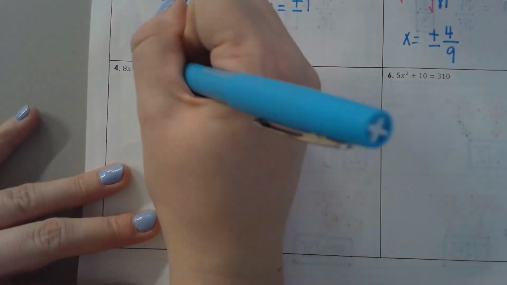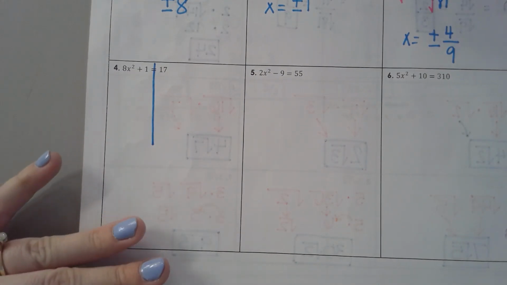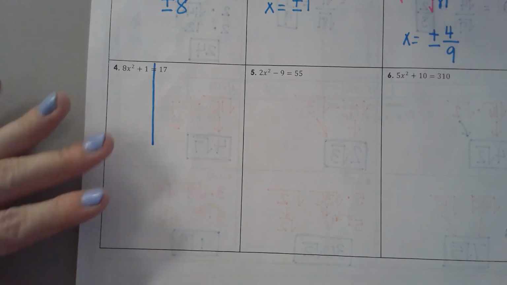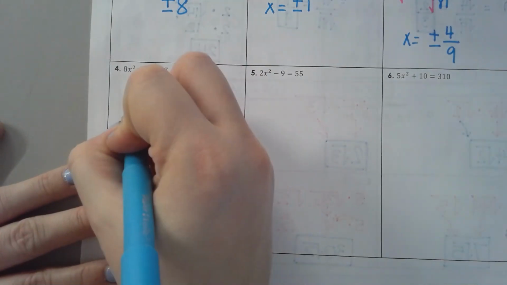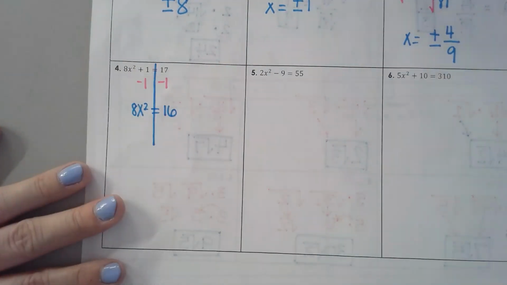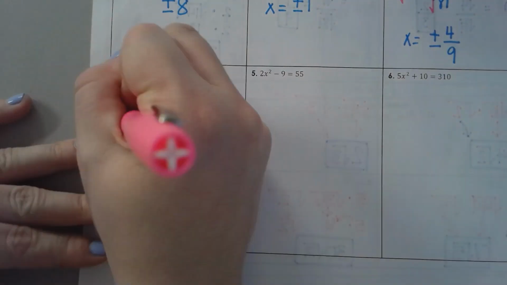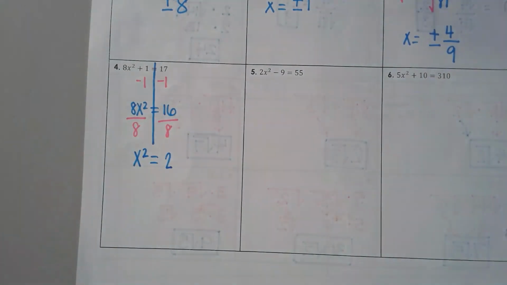Number 4. What's my first step? Subtract 1 from both sides. And I get 8x squared equals 16. Then what? You gotta divide by 8. Divide by 8. x squared equals 2. Then what?